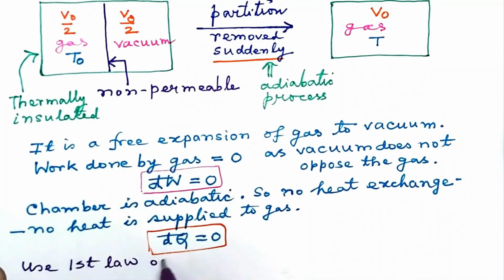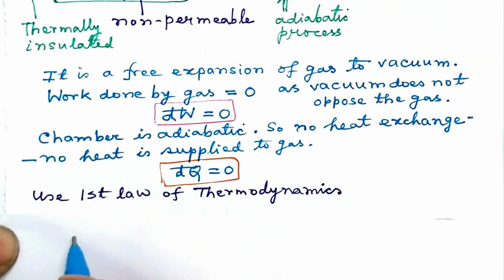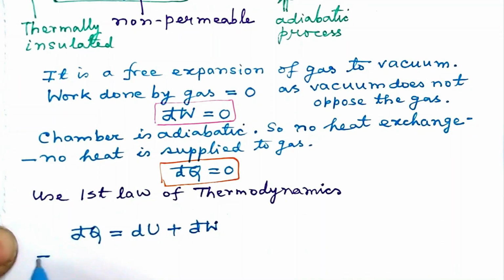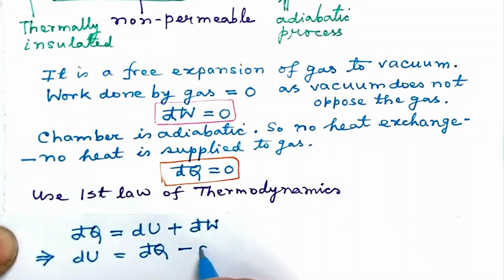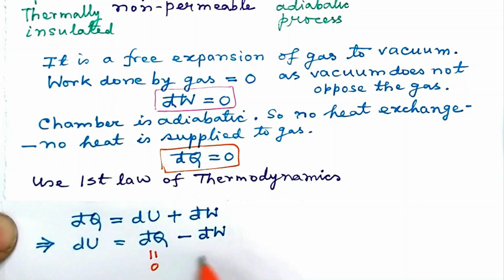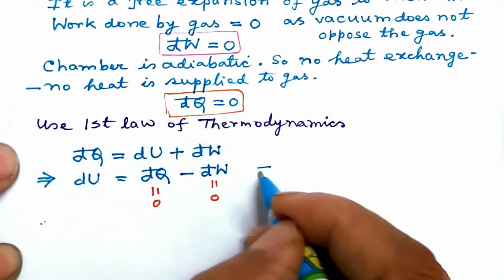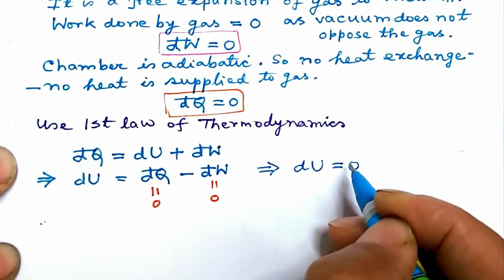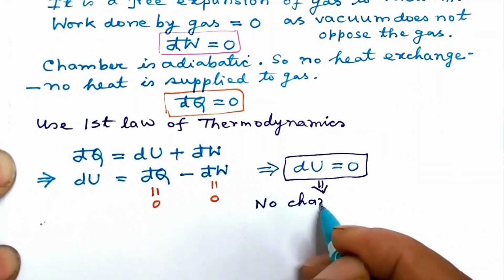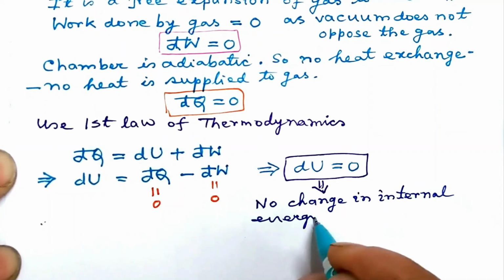Let us use first law of thermodynamics. dQ equal to dU plus dW. On transposition, we have dU equal to dQ minus dW. Now dQ equal to 0, dW equal to 0. So dU equal to 0 is a result of paramount importance, implying no change in internal energy.